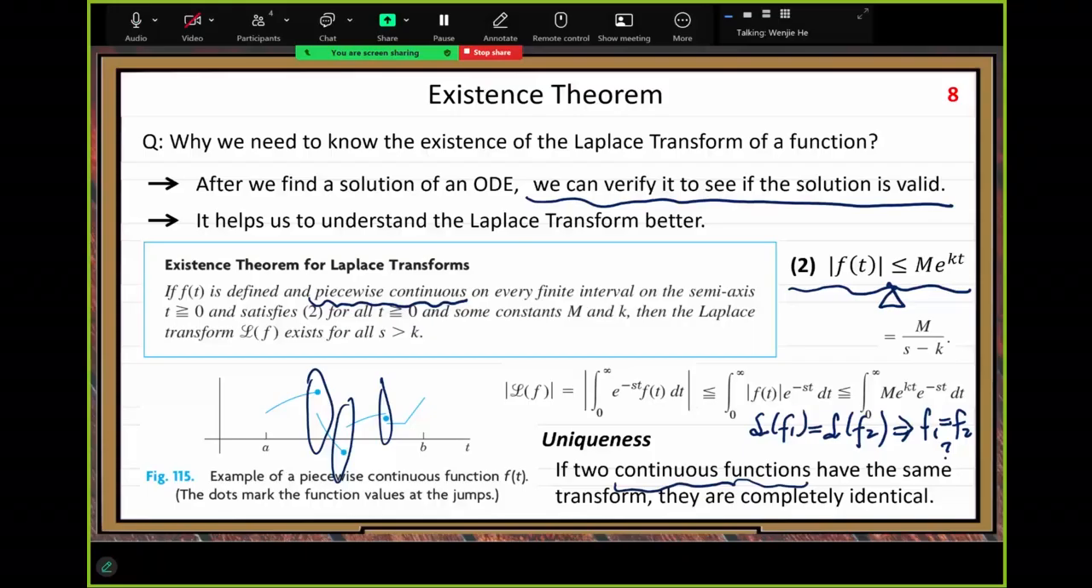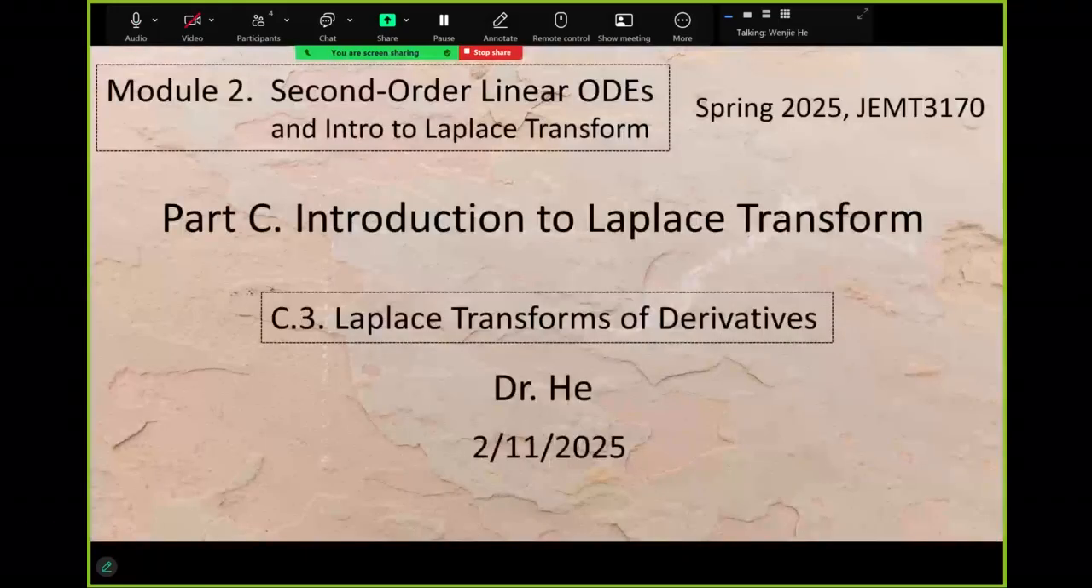We're near the break time. Let's take a break, because we are going to start a new topic: Laplace transforms of derivatives, then integrals. Let's do these two topics after a 10-minute break. So we start the second half at 7:10.